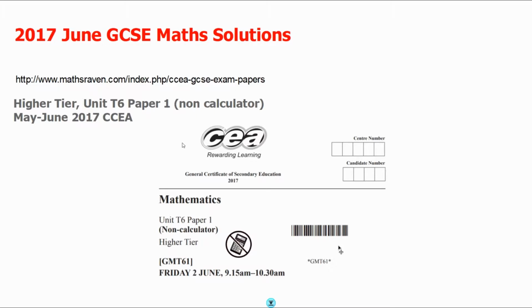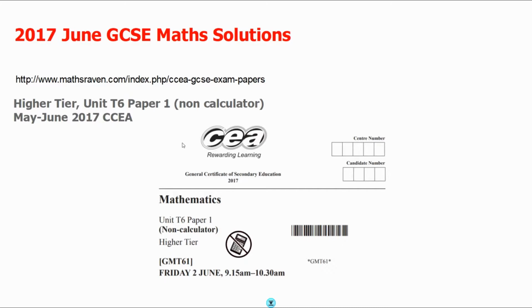Okay, in this video I want to look at a solution of one of the GCSE exam papers from the CCEA exam board, which was on a new GCSE and took place on the 2nd of June. To find the exam paper, you can go to the link on the Maths Raven website, and you can choose the higher tier, Unit T6, Paper 1, and this is a non-calculator exam.